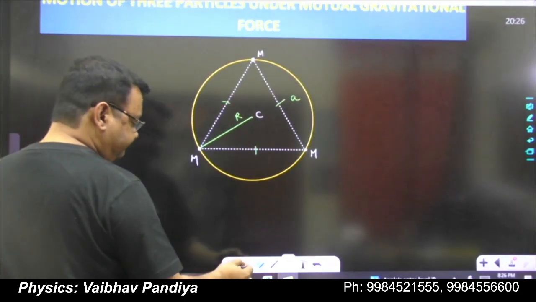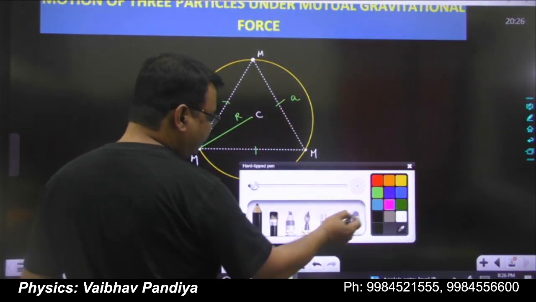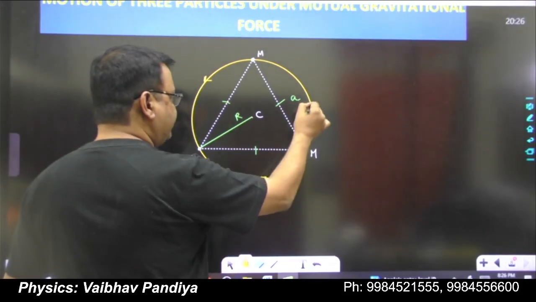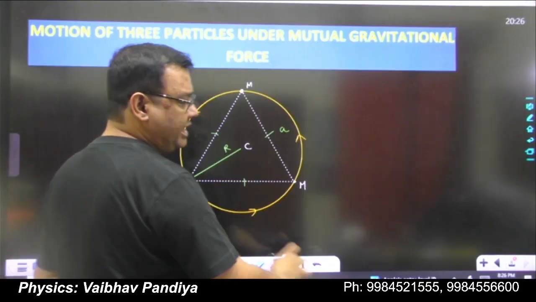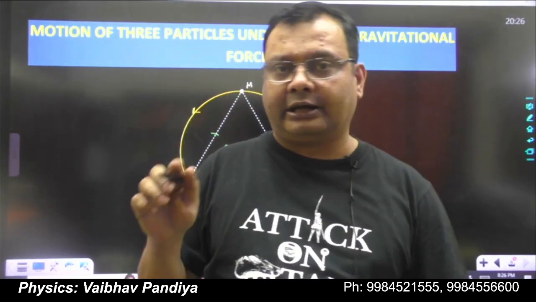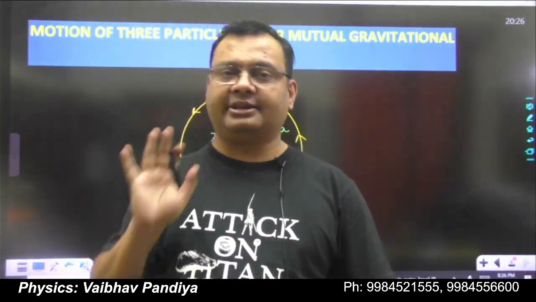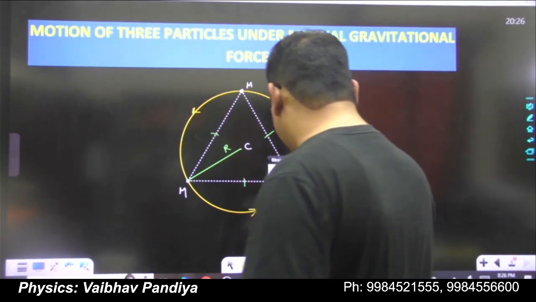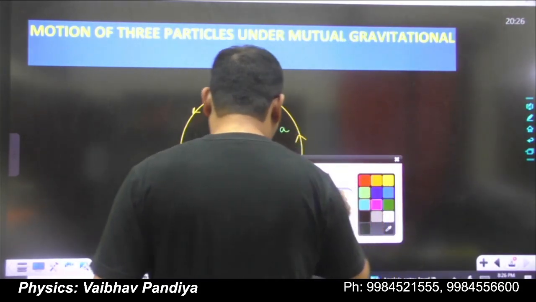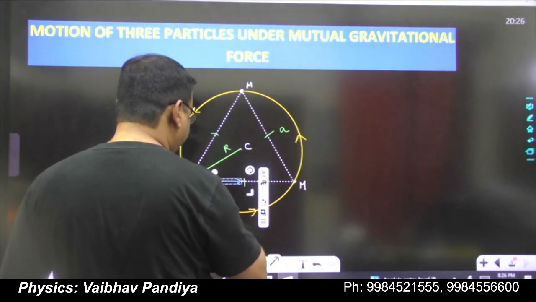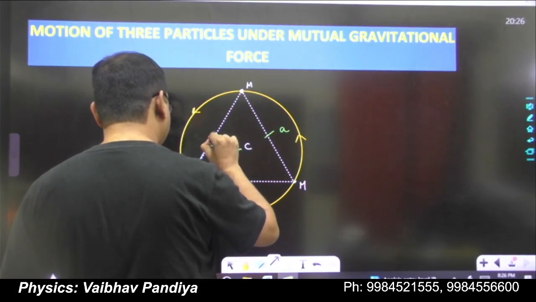So all three will be continuously moving in the circle. Their position will continuously be changing, but at any given instant of time, all three will be located at the vertices of an equilateral triangle. This scenario will never change, correct? So if you take any one particle and find the gravitational force on it, suppose I'm taking this particle as the subject, okay?